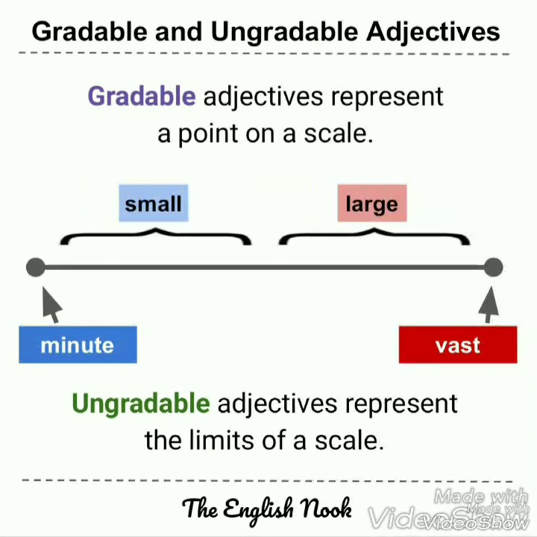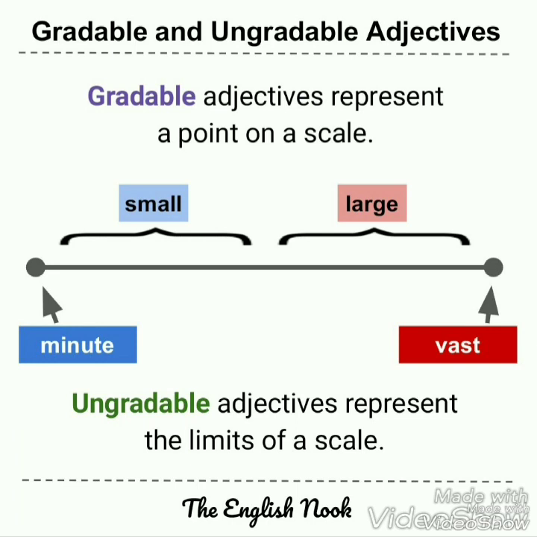And continuing to look at gradable and ungradable adjectives, now let's look at what is big, such as small and large. The ungradable adjectives in this degree, which represent those limits of the scale, would be minute, and it looks like the word minute, but it's minute. That is so small, and yet it's the smallest of the small. And so therefore, minute is that limit, the smallest limit.